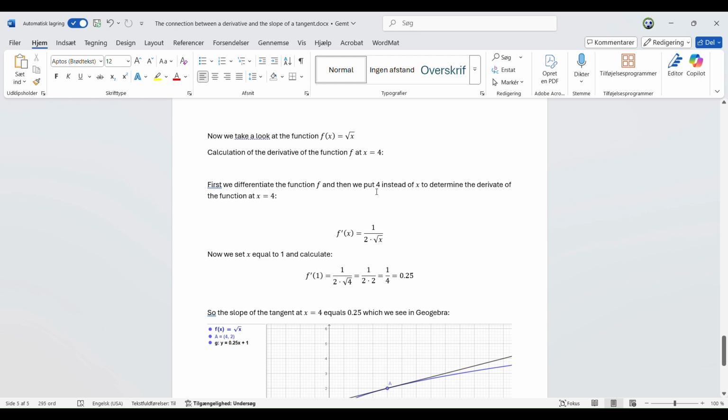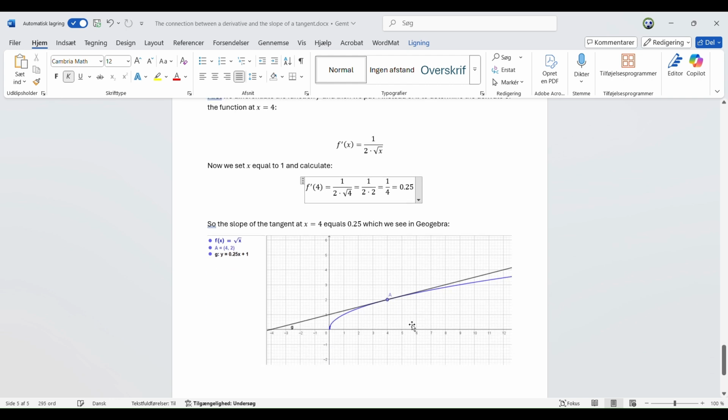Now we put in 4 on x's places here, because we want to evaluate exactly this point. So 1 divided by 2 times the square root of 4 equals 1 divided by 2 times 2, which equals 1/4, or 0.25.